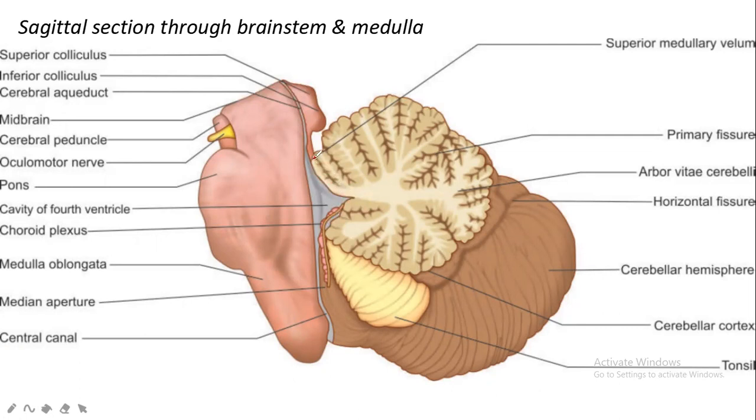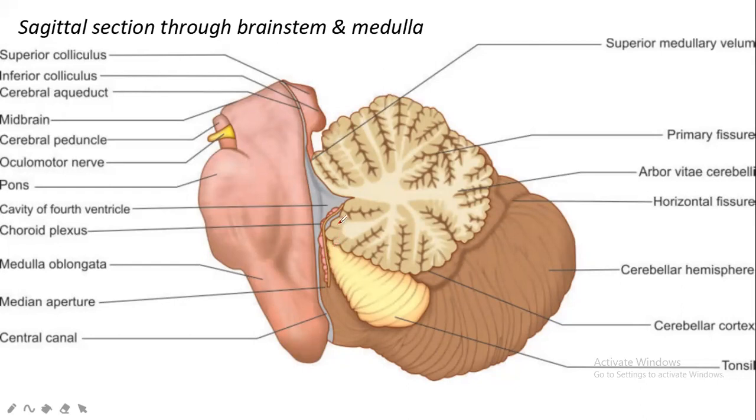Forming the upper part of the roof is a part that we call the superior medullary velum. Here is the superior medullary velum. And then here, forming the lower part of the roof, is the choroid plexus. So it's very important for you to note that the choroid plexus is found in the lower roof of the fourth ventricle.